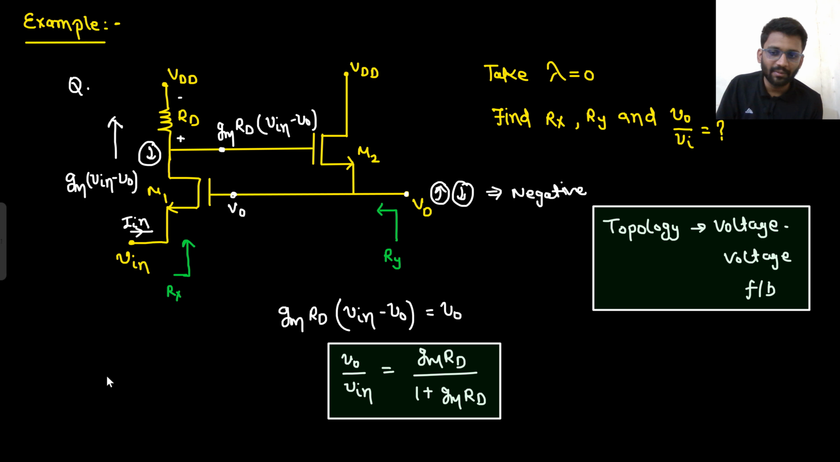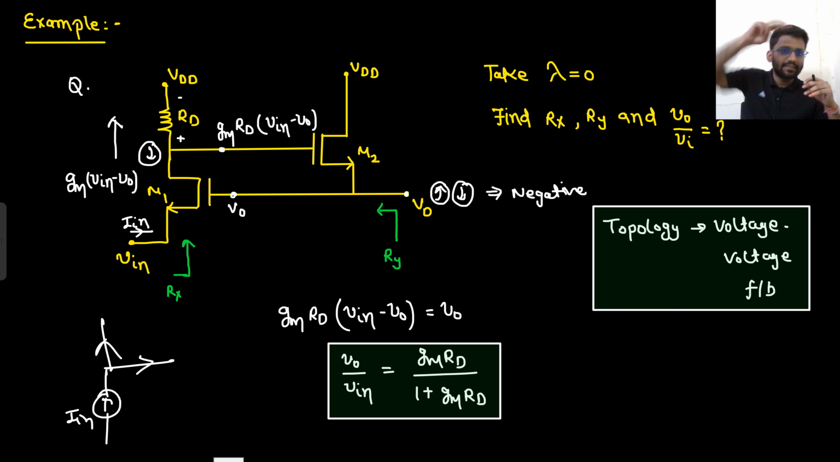If current is being mixed, what should happen? Let's say this is your I in. Then it should get at least two paths. If the current is getting two paths, then only current is mixing. But here there is no current mixing. If there is no current mixing, that means there is certainly voltage mixing. So now you can say there is voltage sampling and voltage mixing. Did you understand this point or not?